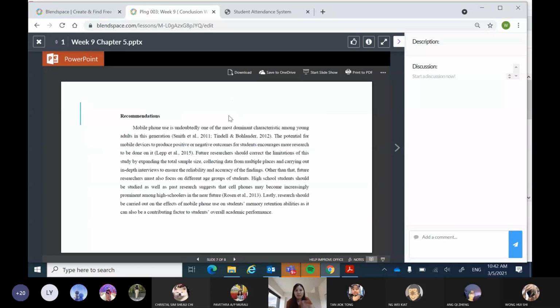Okay, so basically the recommendations will look like this. Okay, future researchers should correct this limitation by expanding total sample size, collecting data from multiple places, carrying out in-depth interviews, and ensure reliability and accuracy of the findings. Other than that, must also focus on different age group, okay? Must also look into high schoolers because they are also the ones that actually use the mobile phones more. And finally, the effects of mobile phones on students' memory retention, because this is a main factor on students' overall academic performance. Okay, so this is some of the recommendation.